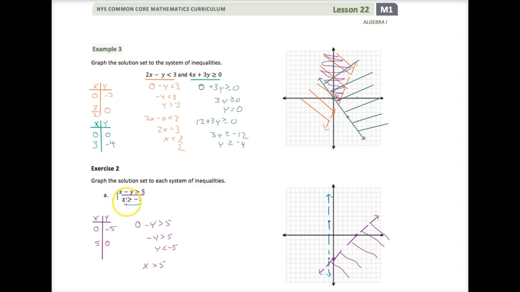And then the next one, x is greater than -1. Well, anything positive is greater than -1, so it seems that the best thing would be to shade this way. And we can begin to see where our answer takes shape. Our answer is kind of bordered by this line and this one.